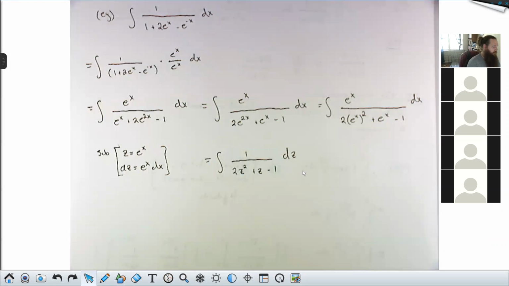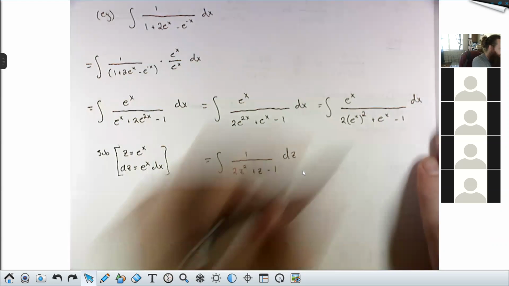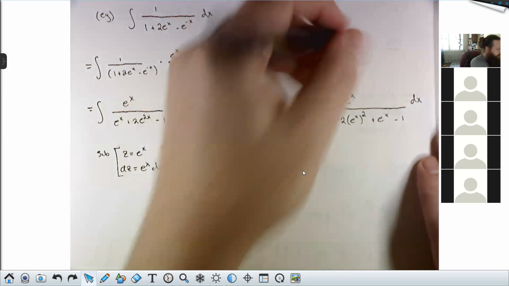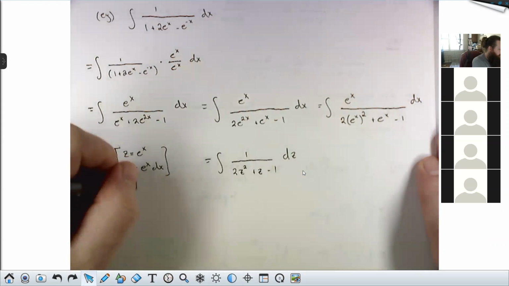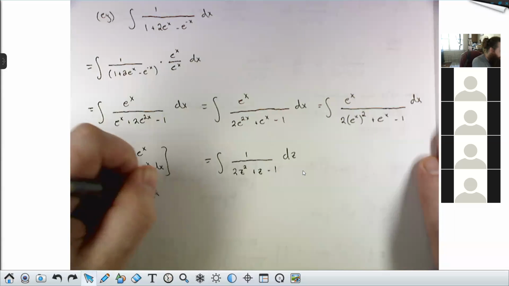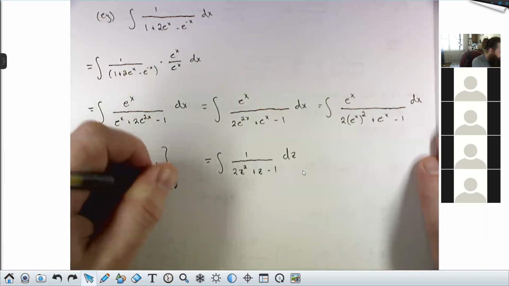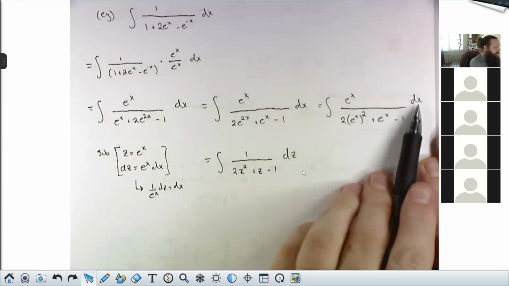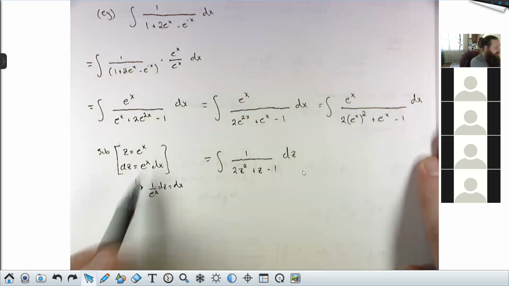Sorry, what happened to the e^x on the top? He's going with the differential. So if you prefer to think of it like solving for dx, you can do that. 1 over e^x dz is equal to dx. So when I plug in for this, there's a 1 over e^x that's going to cancel this.